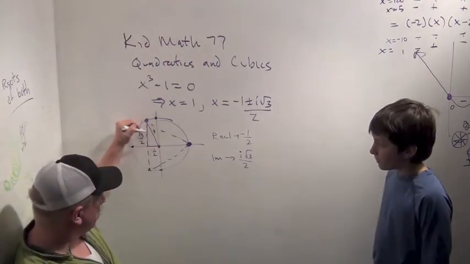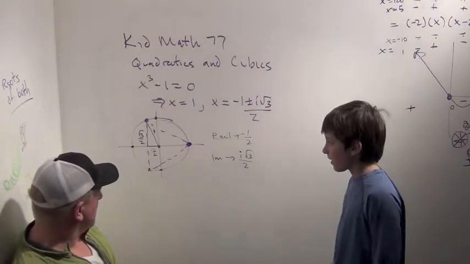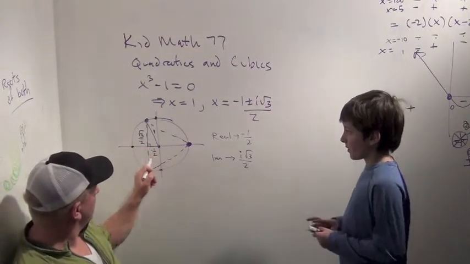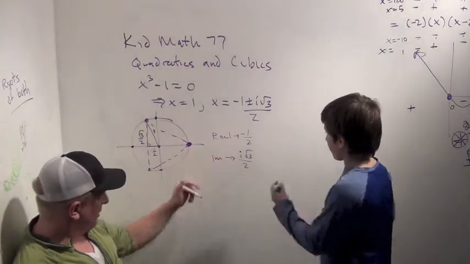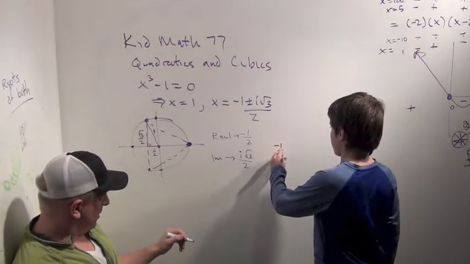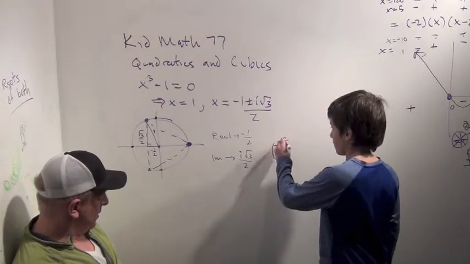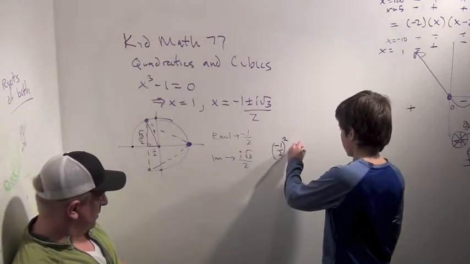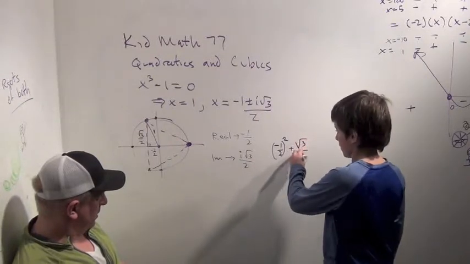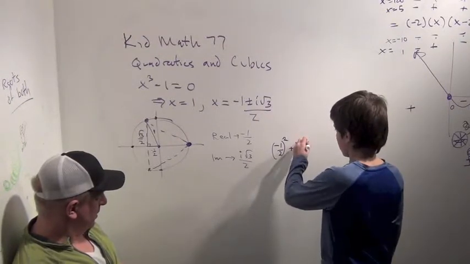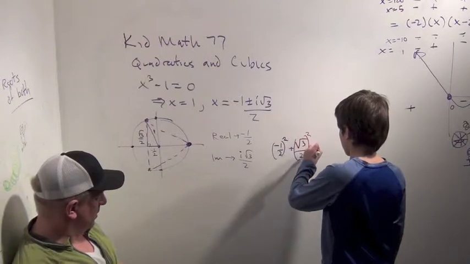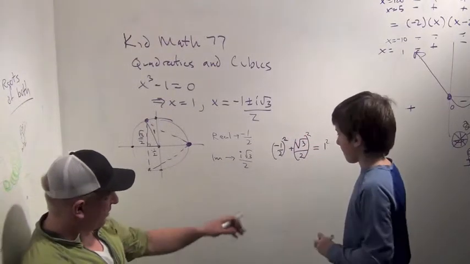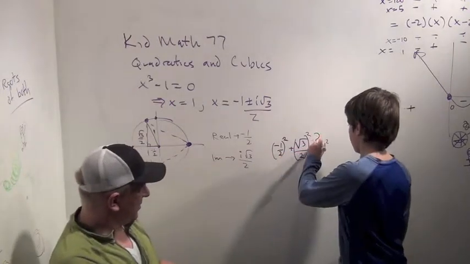So what rule are we going to use to determine this? The Pythagorean theorem. Okay. So we have minus 1/2 squared plus the square root of 3 over 2 squared. And we want this to equal 1 squared. Right, so put a question mark over that. And let's just see if this is true.